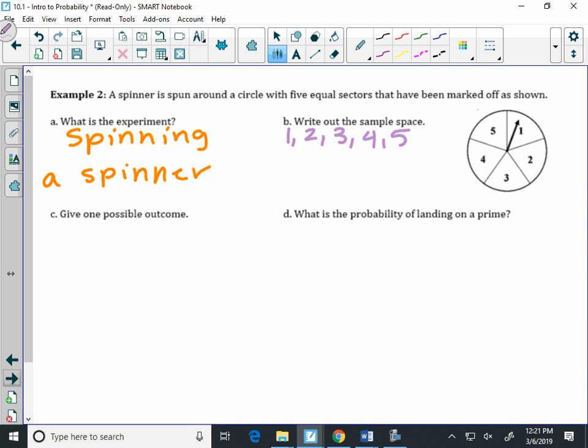Okay. What's one outcome? 3. Again, an outcome is just something that your spinner can land on. Your spinner can land on 3.